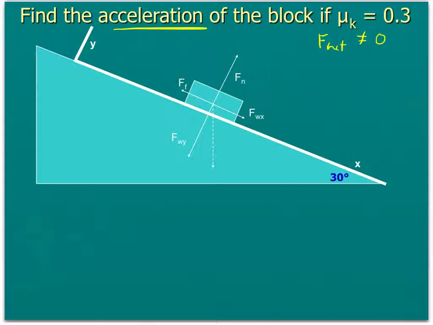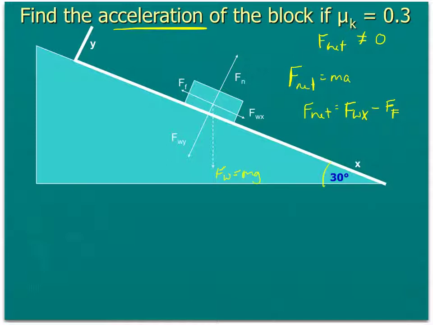So we know two things here about F net. Okay, other than that, it's not 0. We know that F net is equal to ma, and we also know that F net is equal to my Fwx minus the force of friction. Since I wasn't given an actual mass again, I'm just going to substitute in my equation mg for Fw.